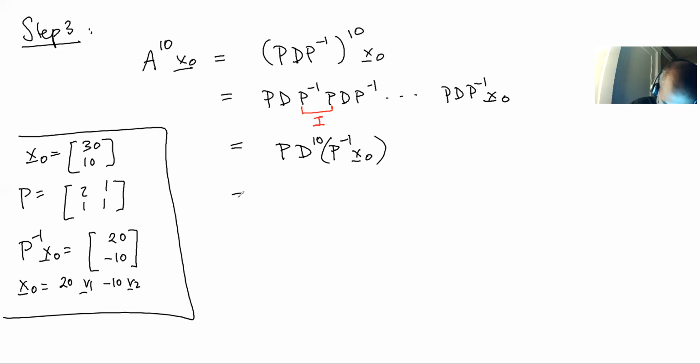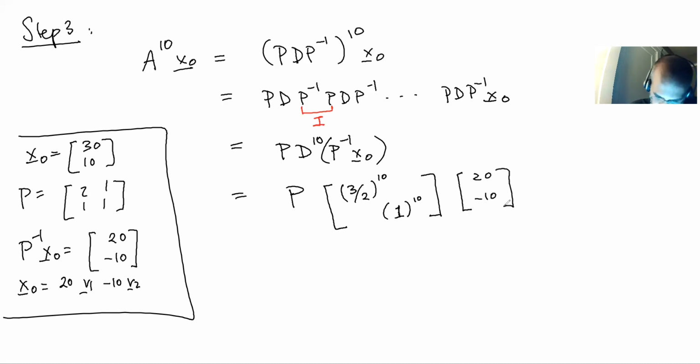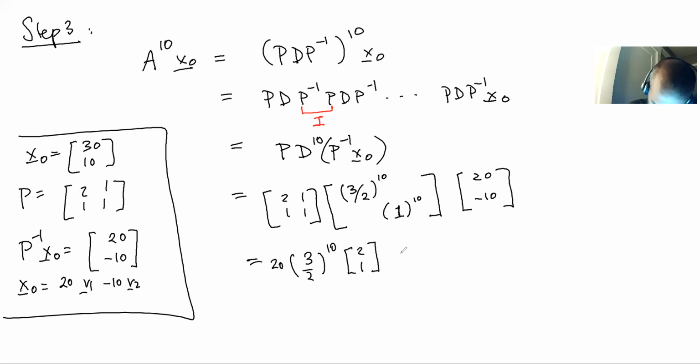So we've computed this, and now we have that this is equal to P times, and now this is the point, D to the 10 is very easy to compute. You just raise these numbers to the 10, times this (20, minus 10). And P was just a matrix with columns V1 and V2, right? And so now if you just write this down, you get 3 halves to the 10 times 20 times the vector (2, 1), minus 10 times 1 to the 10 times the vector (1, 1).